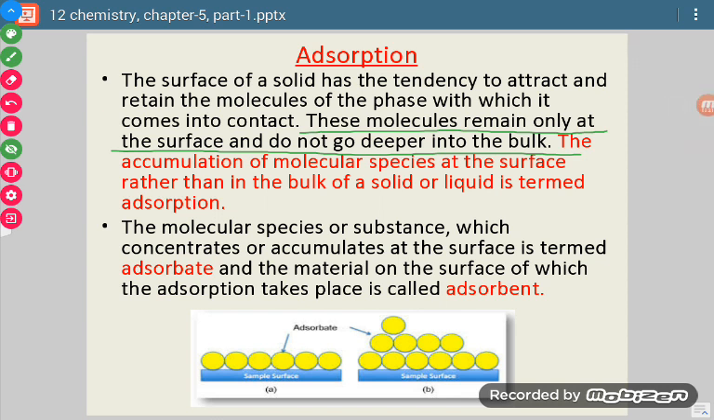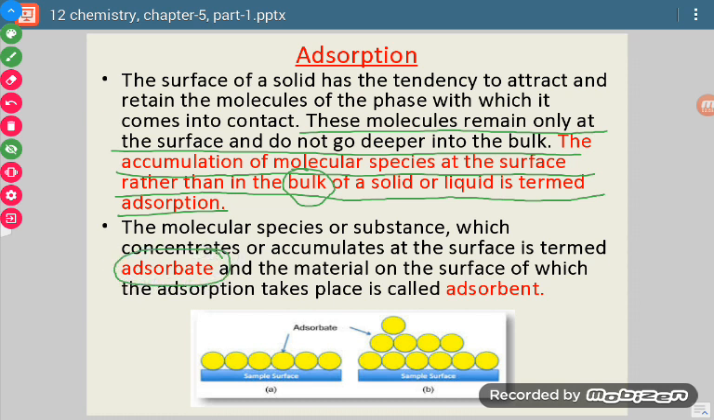Okay, so let me repeat now. The accumulation of molecular species at the surface rather than in the bulk of a solid or liquid is termed as adsorption. So by bulk you can understand the portion within. Okay, so don't confuse in this word. Whatever is inside, except the surface, that may be termed as bulk. Okay. Now two more terms come during the adsorption process.